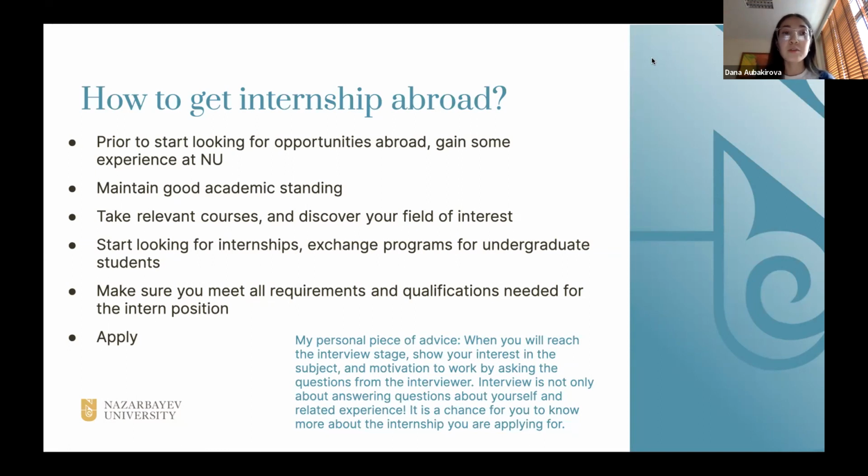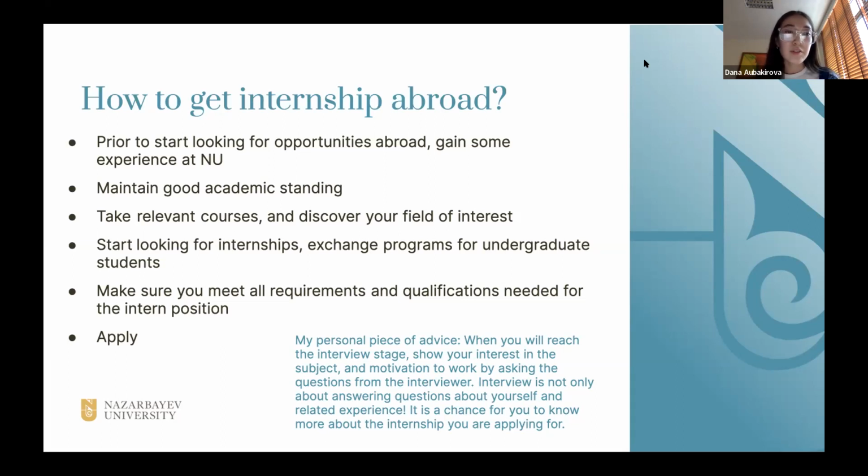And also you need to maintain good academic standing. I'm not saying very high, because it is still possible to get an internship even if you don't have a high GPA. So you should not be very obsessed with the GPA. And I think what really matters here is your experience prior to the internship, if we are talking about an internship abroad.